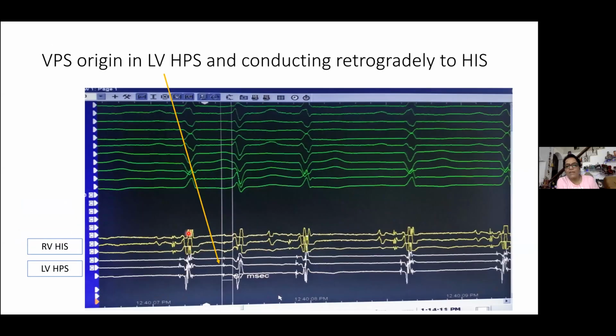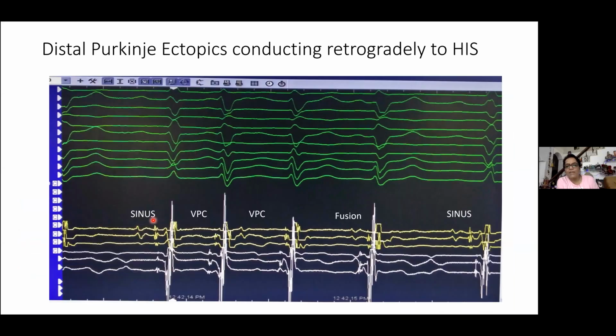So now this is a RV His. And this is the LV His Purkinje system. So this is in sinus rhythm, and this is during ectopic. So during ectopic, it is conducting retrogradely onto the His bundle. So this is a very beautiful ECG, EGM. So in sinus rhythm, we are getting this. In VPC, we are getting just opposite, just reverse.